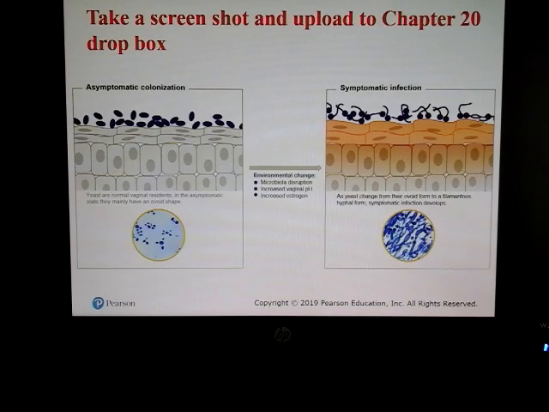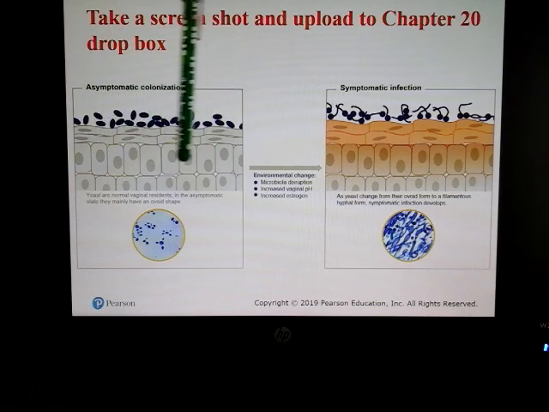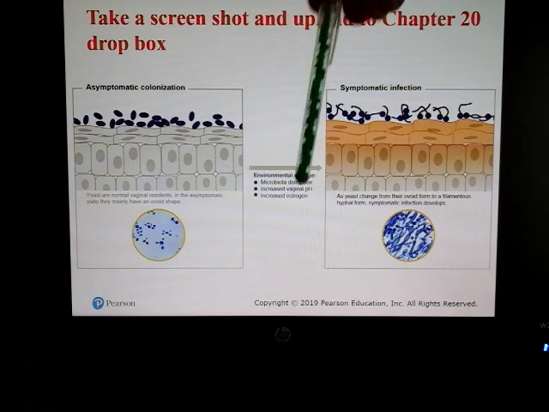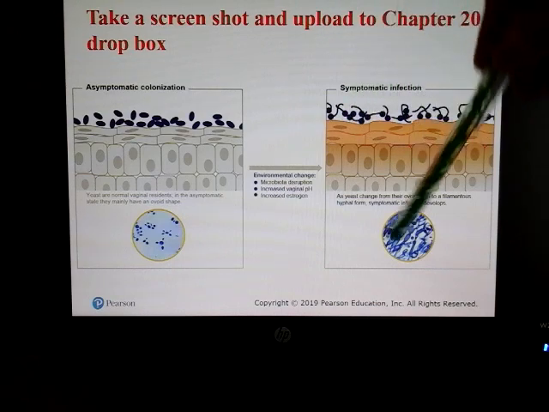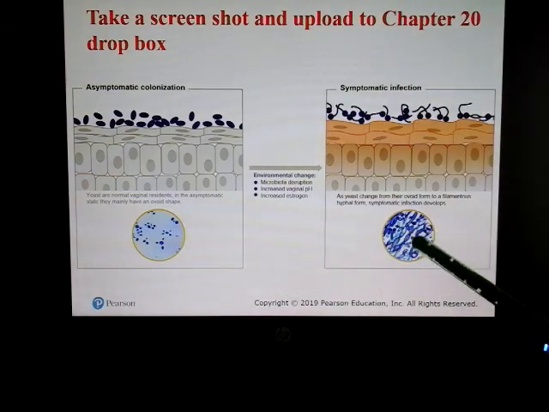So please take a screenshot of this slide here. And basically what this slide is showing, guys, is that when you have an asymptomatic situation, the yeast just kind of hangs out on the top here. But if things change, like the vaginal pH, an increase in estrogen, what the yeast looks like changes. It's dimorphic, so it starts to look not only yeast-like, but mold-like as well. And that's what you'll actually see in a vaginal swab.